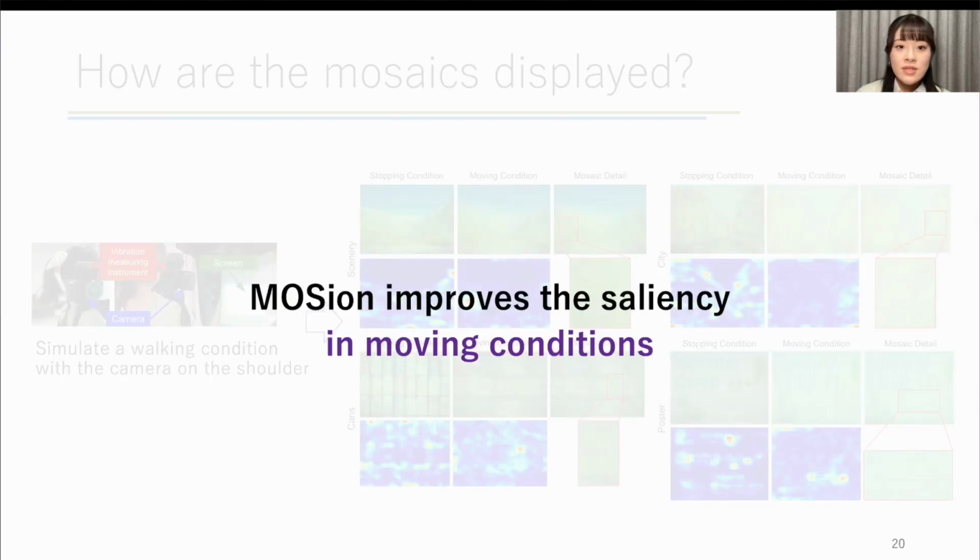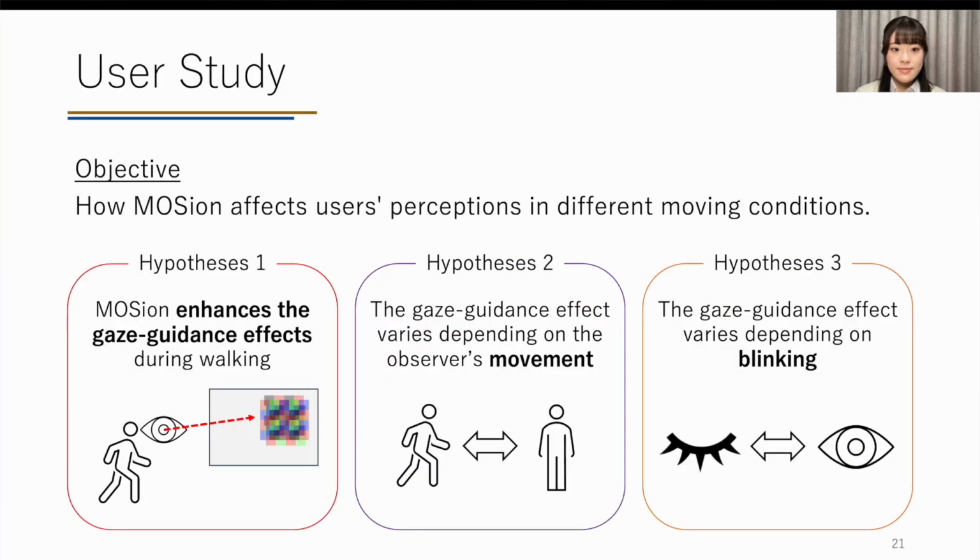These evaluations suggest that MOSion improves the saliency in moving conditions. Next, we conducted a user study to investigate how MOSion affects users' perceptions in different moving conditions. 22 people participated in this experiment. We verified the following three hypotheses in this experiment.